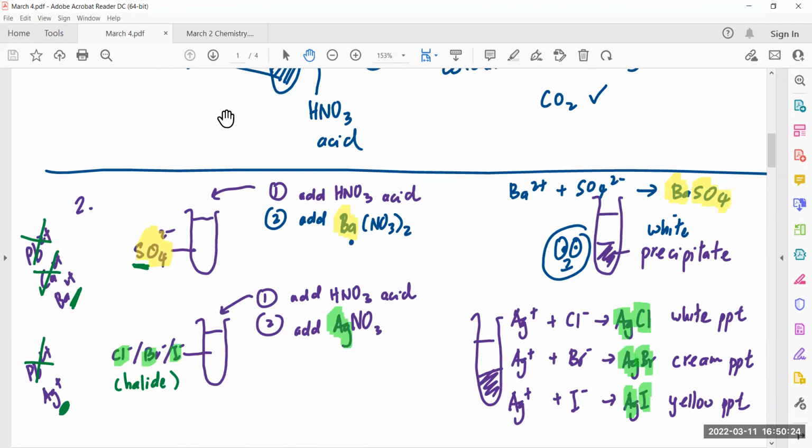Hydrochloric acid and barium. Barium is here. Barium is to test for what? Barium is to test for sulfate. If there is white precipitate, there is sulfate.